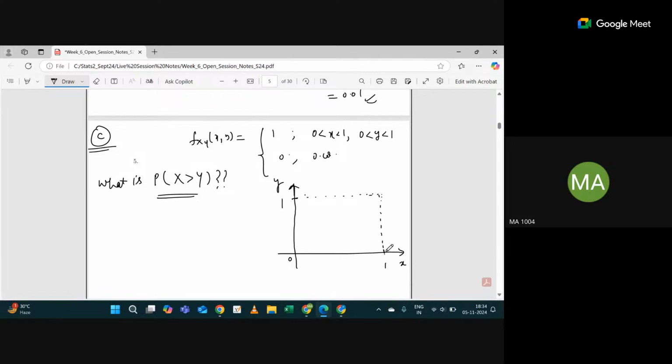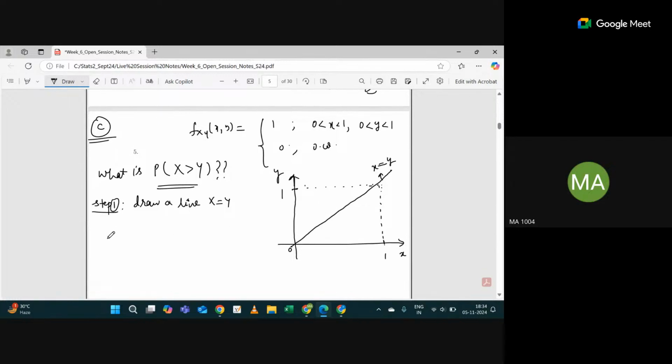So the question is, what is the good approach? What should be your first step in this kind of question? Draw a line for equal to, meaning draw the line x equal to y. Once you draw x equal to y, this will be some sort of x equal to y, correct? Yes or no? So there are two approaches to proceed with this kind of question.